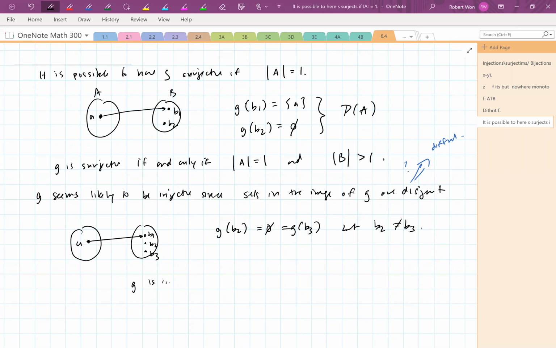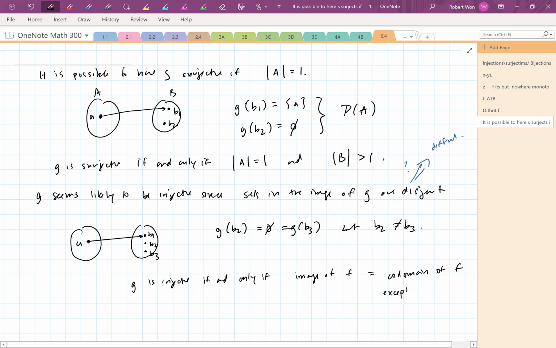G is injective if and only if the image of F hits every element except maybe one. That is, the image of F equals the codomain of F except maybe one element. You're only allowed to miss one element, because if you miss more than one element, you'll get the empty set twice in the image of G. Otherwise, the sets will all be different because they'll contain different elements.